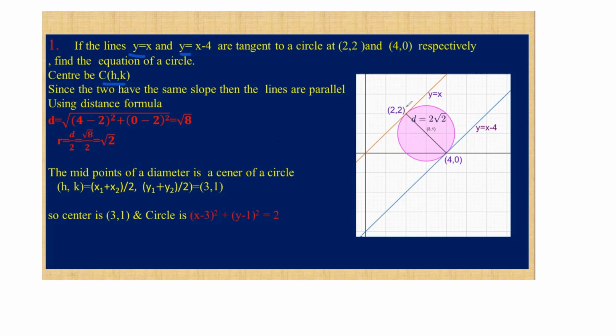The two ends of a diameter are given, so using the distance formula: radical of (4 minus 2) squared plus (0 minus 2) squared, which is radical 8. This is the diameter of a circle. Now the radius is half of the diameter, which is d over 2. Radical 8 over 2 gives radius; this is the radius of a circle.